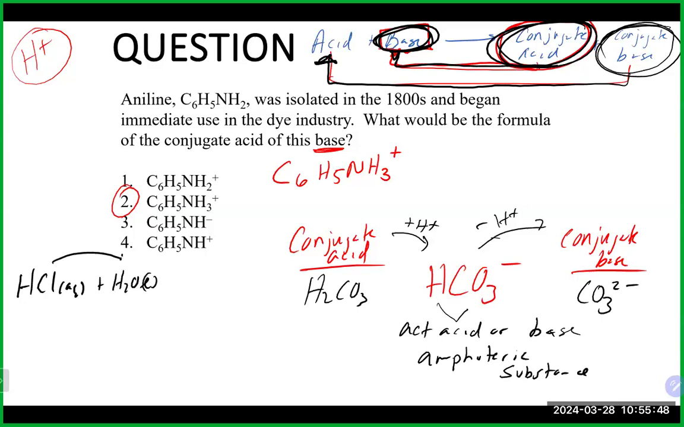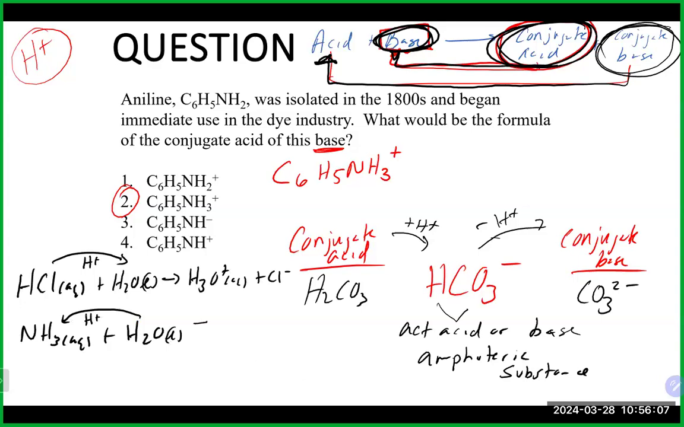In this case, it was going to accept an H plus, which again gave us our H3O plus and our Cl minus. We saw it with water when it reacted with ammonia. In this case, though, it is the water giving away the H plus, and that made NH4 plus and a little hydroxide. So water as well can act as an acid or base, as an amphoteric substance.